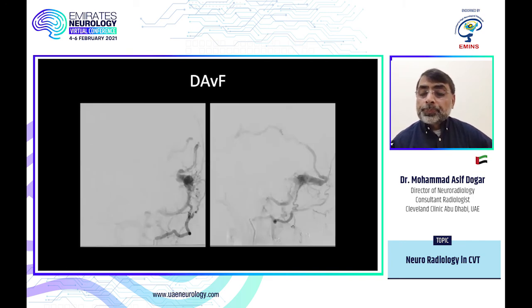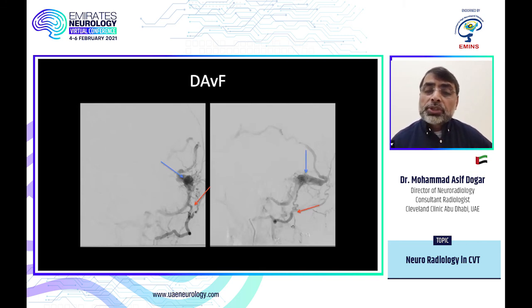So what is this? Here is the DSA, and this is a dural arteriovenous fistula secondary to chronic thrombosis. Here you can see some arteries, and here you can see some opacification of the veins. When you see a filling defect, the treatment is different. If it was sinus thrombosis, we would have the patient on heparin. Now this patient has to go for angio and embolization.